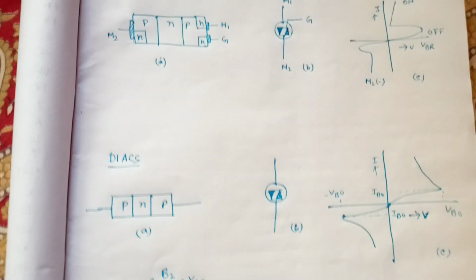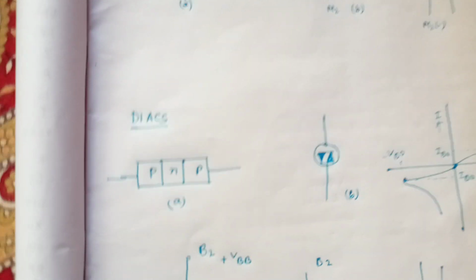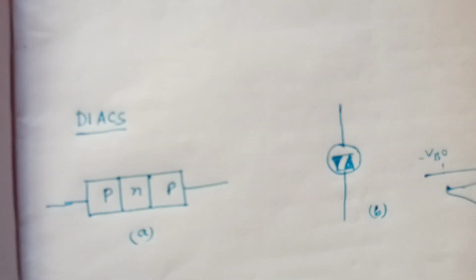Now, what is a diac? This is the schematic diagram of a diac. The diac is referred to as a diode AC switch.